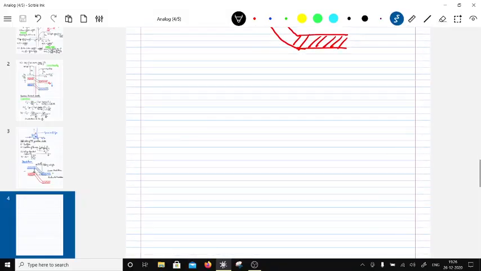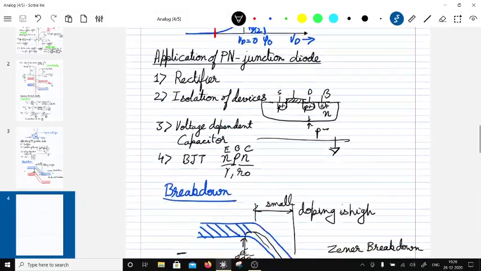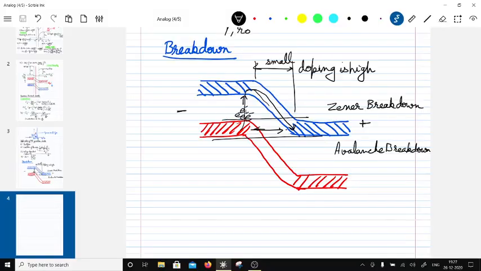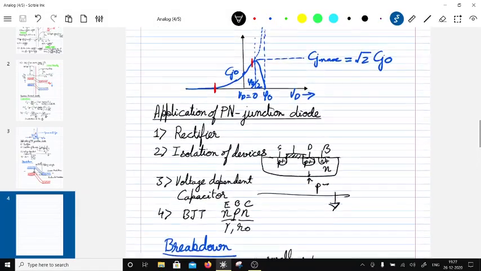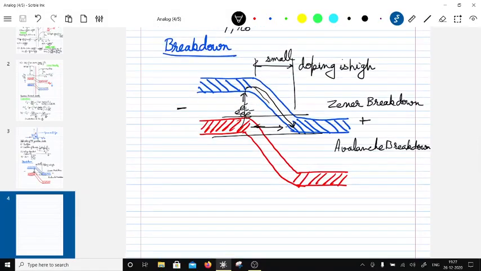Now let's see what happens if I forward bias. If I forward bias, this movement is going to be different, in the different direction. It will go this way, and this energy band diagram will go this way, and then EF or the Fermi level will distort here.